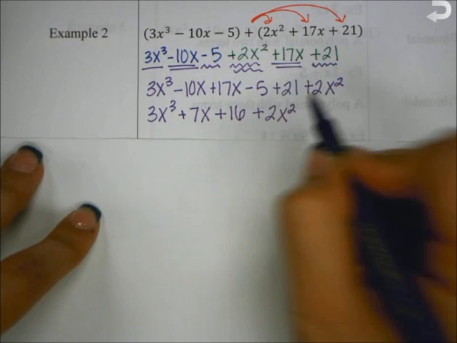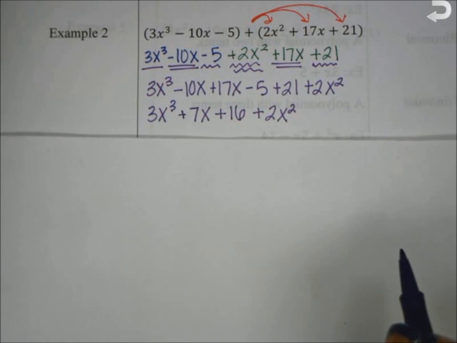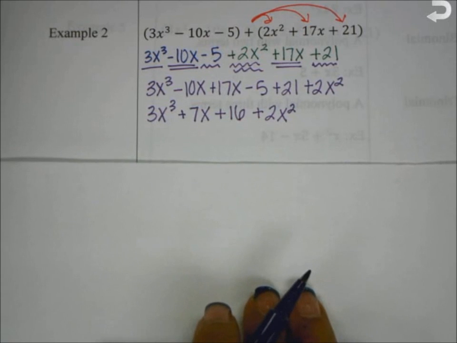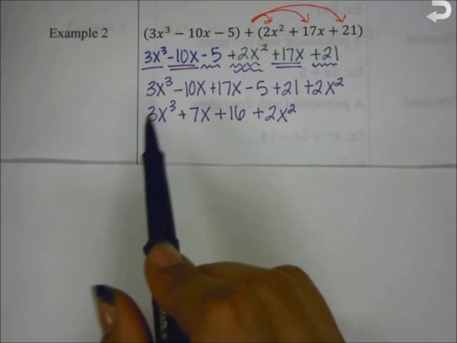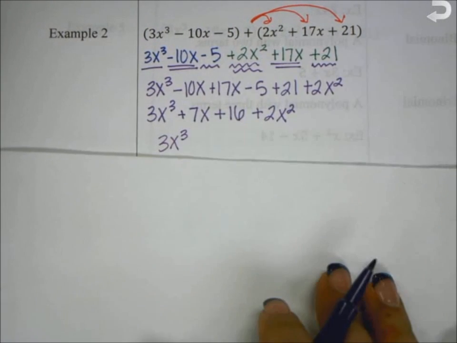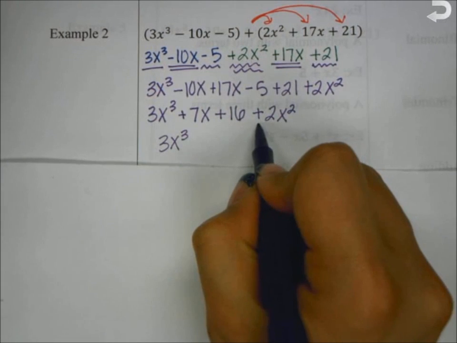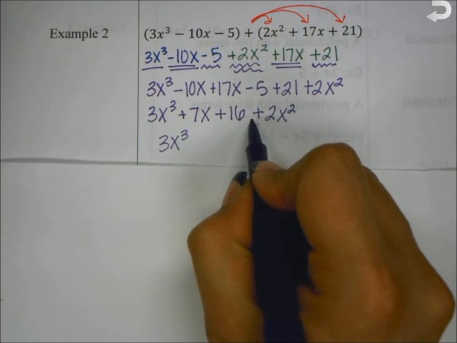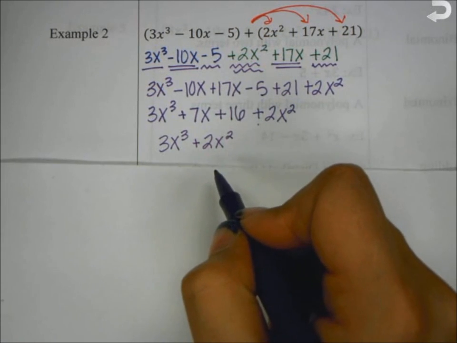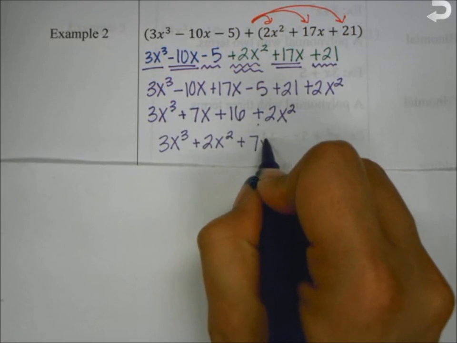I need to order everything from biggest to smallest. What's my biggest exponent here? 3x to the third. So that one comes first. What's my next biggest? Good, 2x squared. And is this 2x squared positive or negative? Positive. So it's going to be plus 2x squared. What's the next biggest one? Good, plus 7x plus 16. Your constant, the one without a variable, is always going to be last. And we are done.